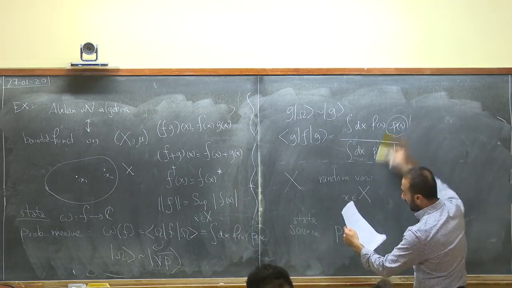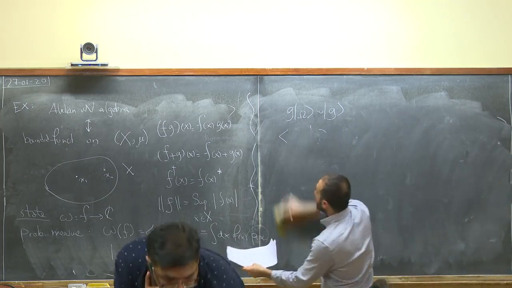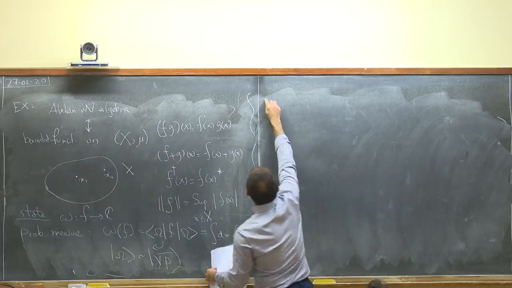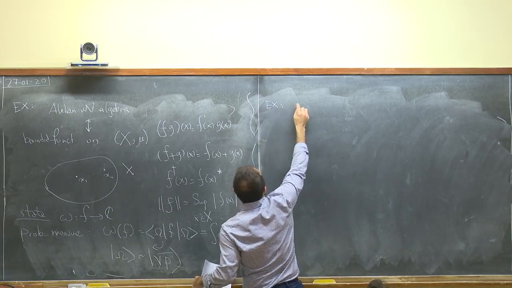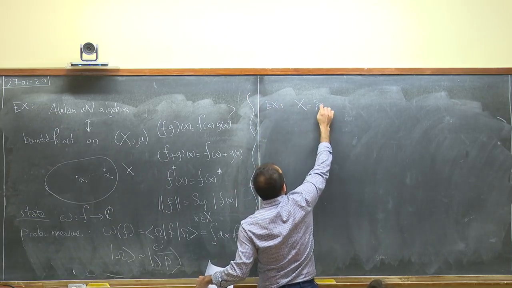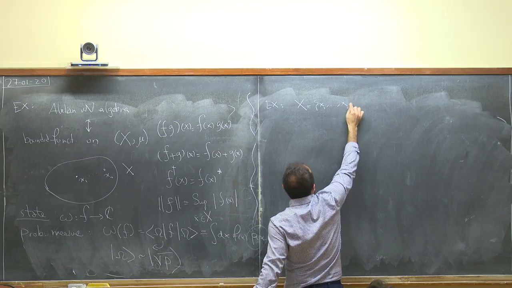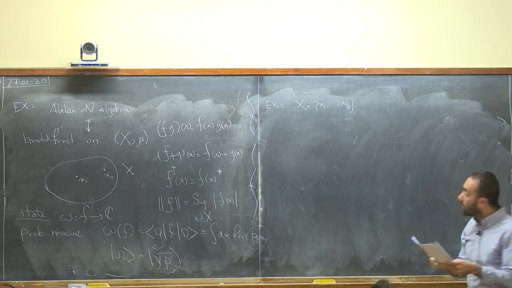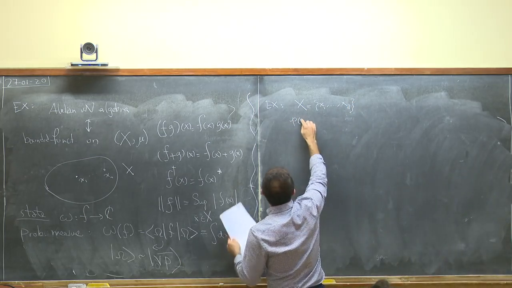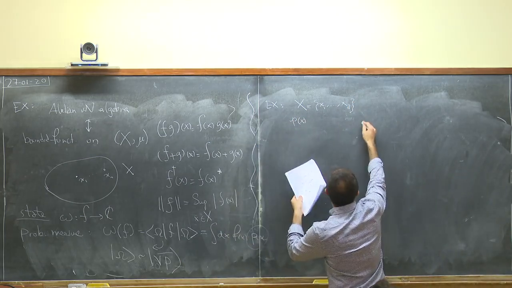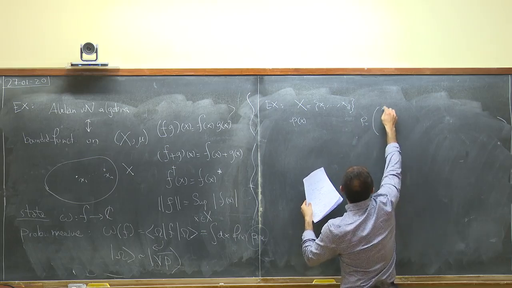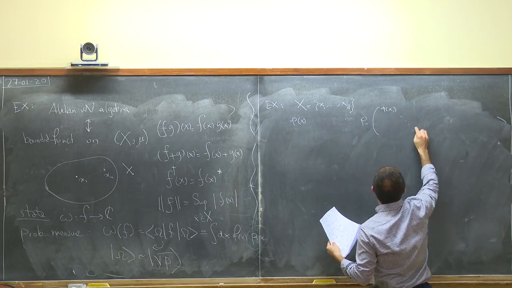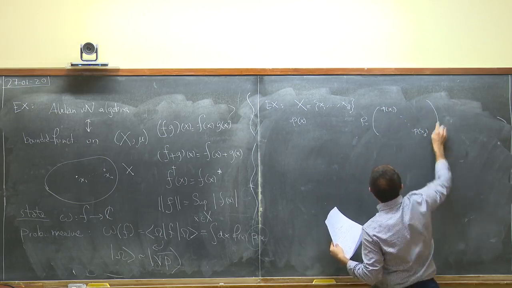So let me just work out an example. I'm going to erase this part because I want to draw. So let's pick an example where your X is just x1 to xd, d points. Your state is a probability distribution on this, which I can represent using a diagonal density matrix. I already wrote it like this.